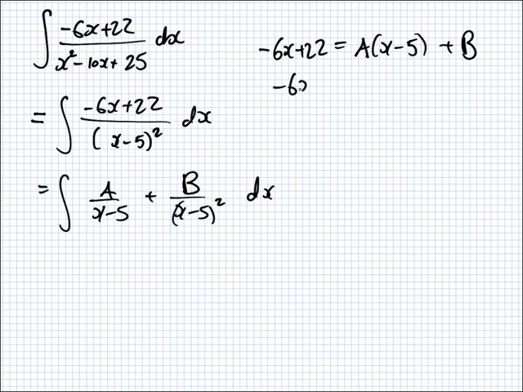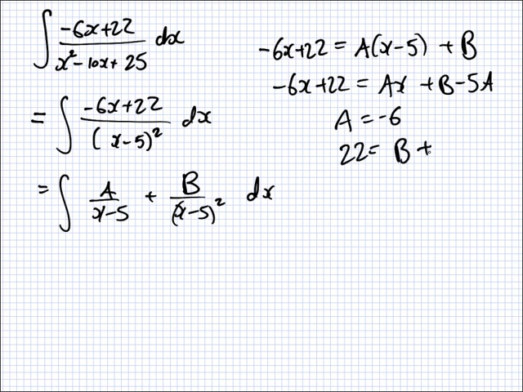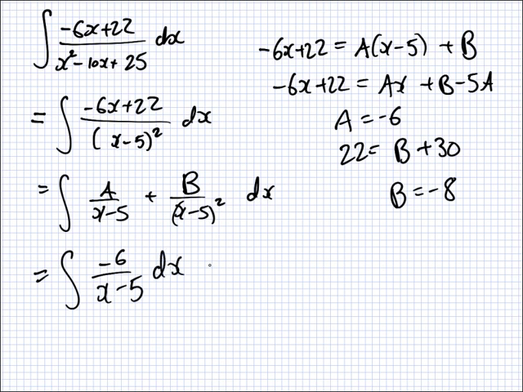So I see what you're doing. You're saying this is ax plus b minus 5a. So A has to be minus 6. Then 22 has to equal b plus 30, so b has to equal minus 8. So easier. That is better. Thank you, Ben. So that's the integral of minus 6 over x minus 5 dx plus minus 8 over x minus 5 squared dx.